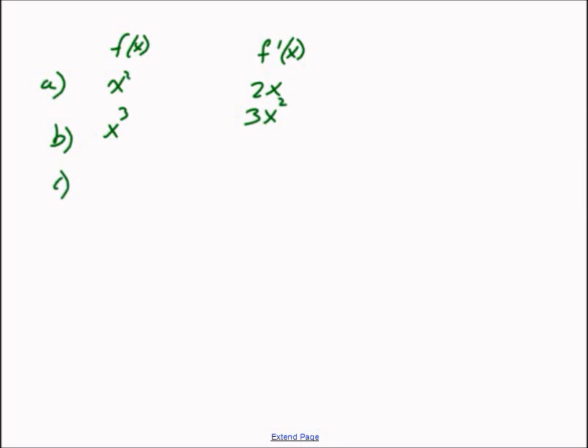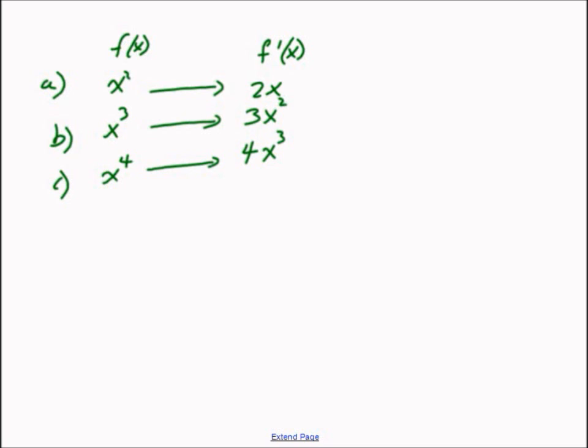All right, so we had these three functions, and they resulted in these derivative functions. x squared resulted in 2x. x cubed resulted in 3x squared. x to the power of 4 resulted in 4x cubed. Okay, so looking for a pattern here.